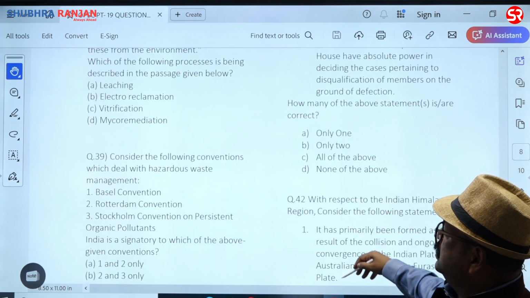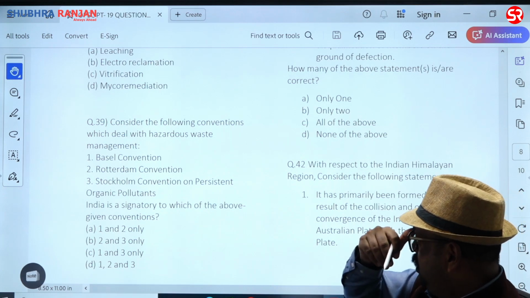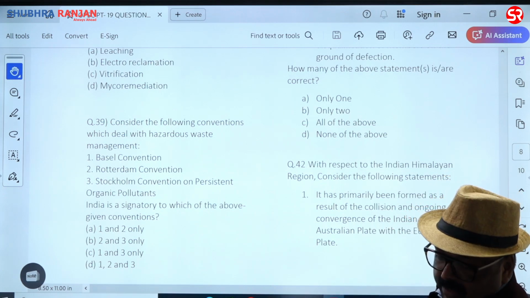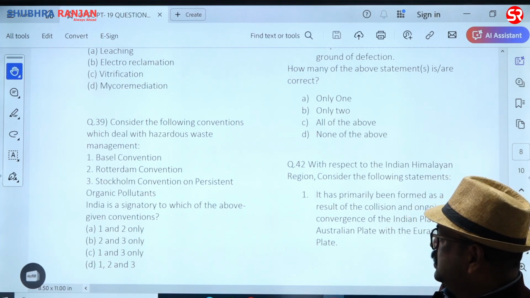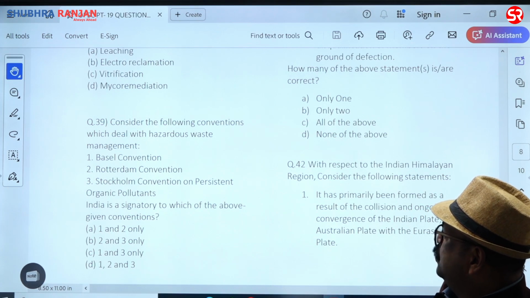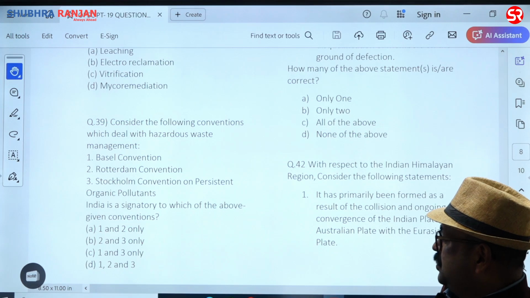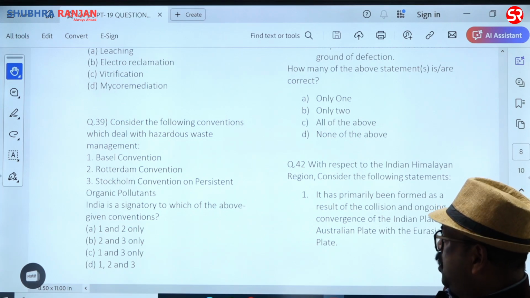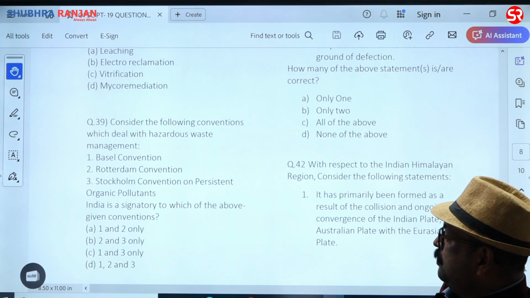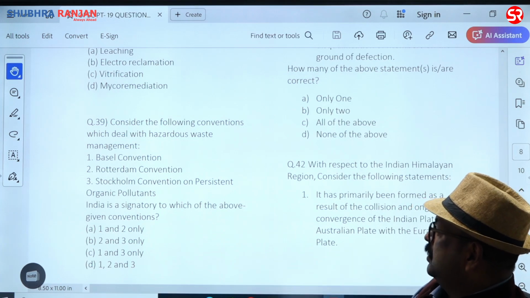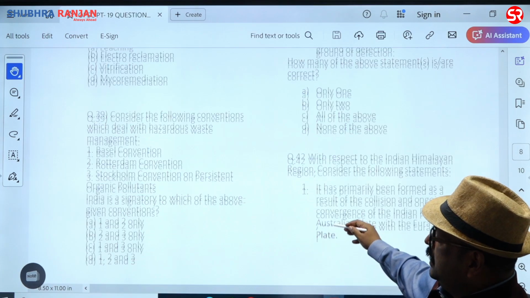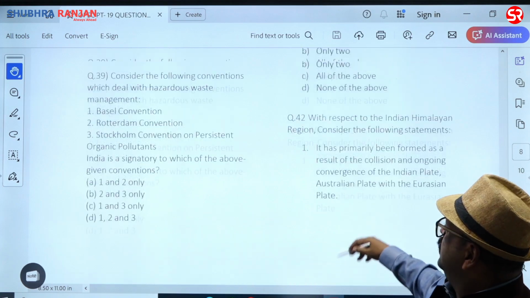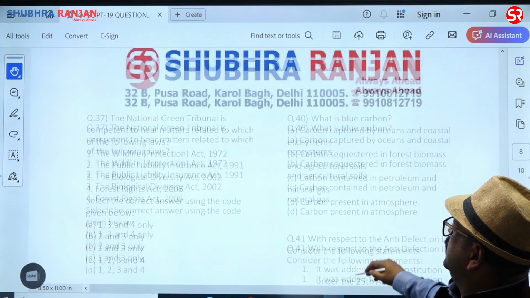39. Consider the following conventions which deal with hazardous waste. Basel Convention, yes. Rotterdam Convention and Stockholm Convention on Persistent Organic Pollutants. All are dealing with hazardous waste. So 39, it is delta. The right answer is 39, delta.